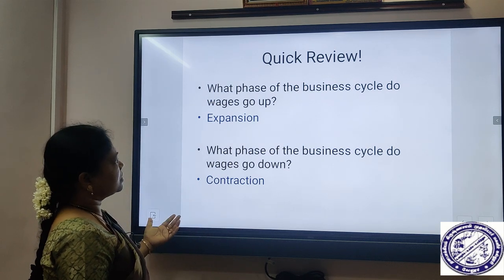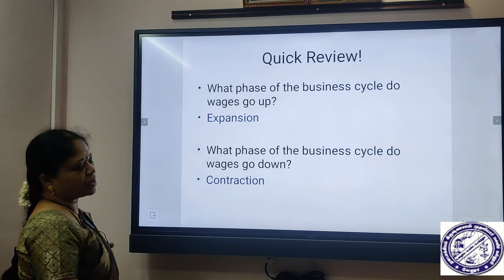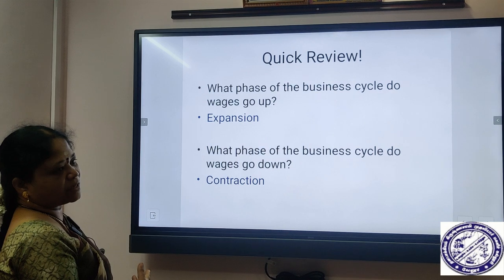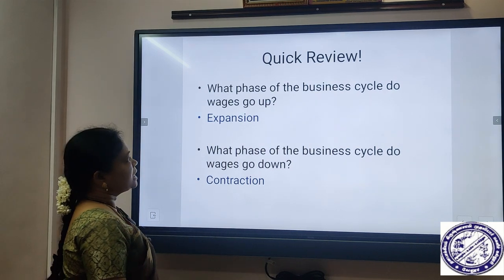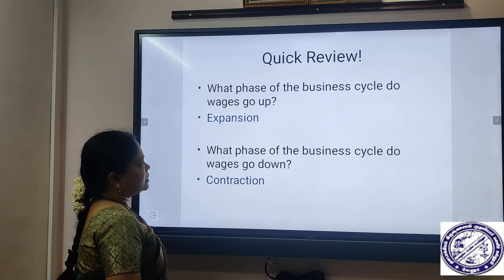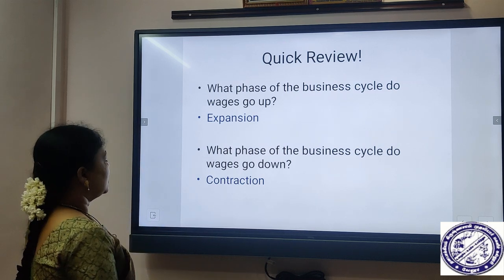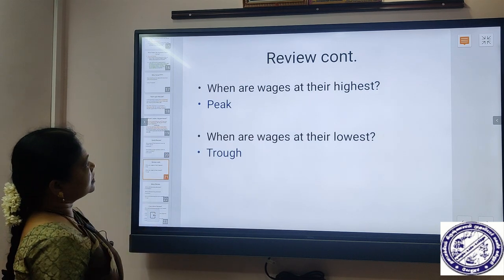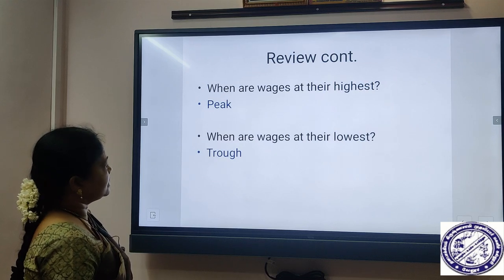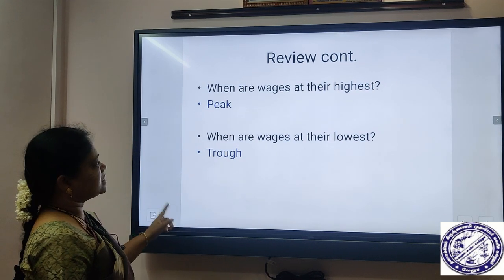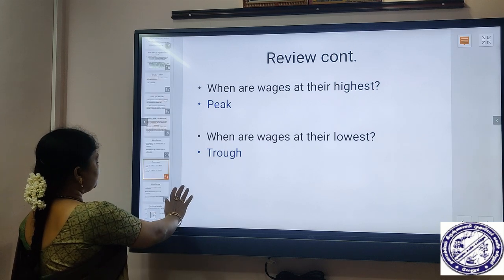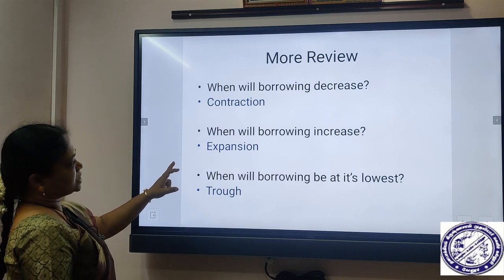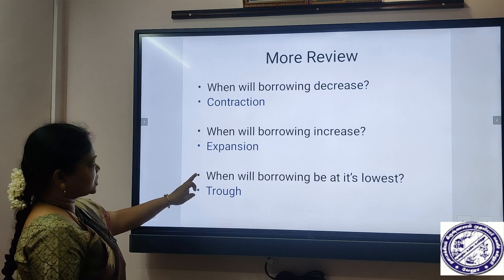So these are some of the questions which may come into the minds of ordinary persons. That is, in what phase of the business cycle do wages go up? It is expansion. Definitely during the period of expansion, the wages of individuals will go up, and during the period of contraction, wages will be much lower in the economy. And when are wages at their highest? Definitely it will be at the peak, and wages will be at the lowest level during the period of trough.